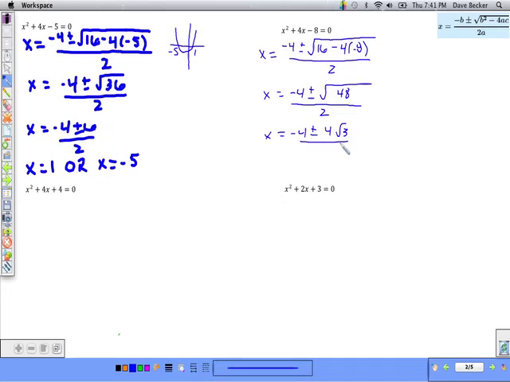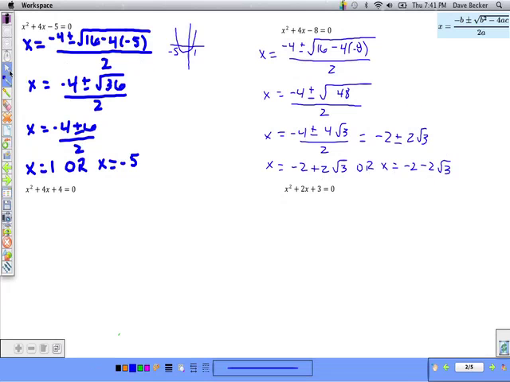And you can simplify this, remember, both of these are divisible by 2, obviously, so that would turn into negative 2 plus or minus 2 root 3. And remember, you have two solutions here, actually. Negative 2 plus 2 root 3, and x equals negative 2 minus 2 root 3.